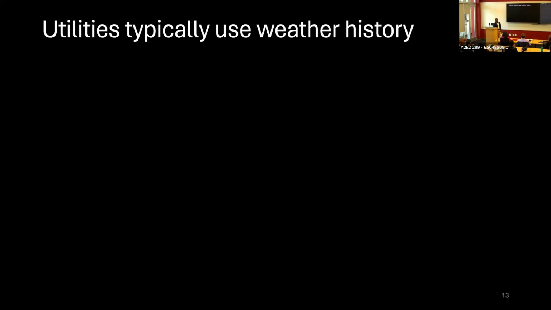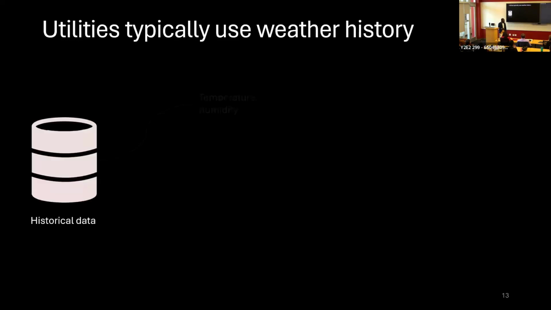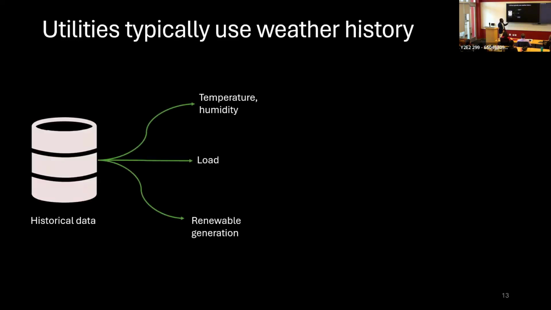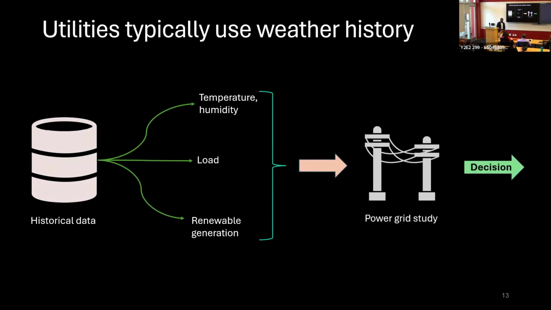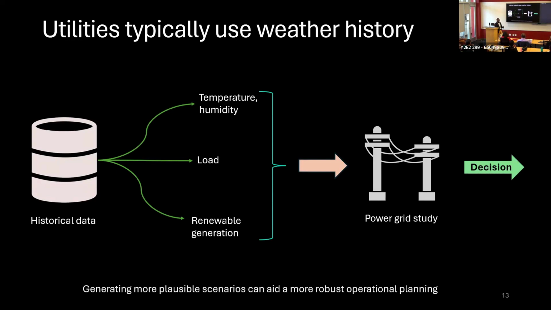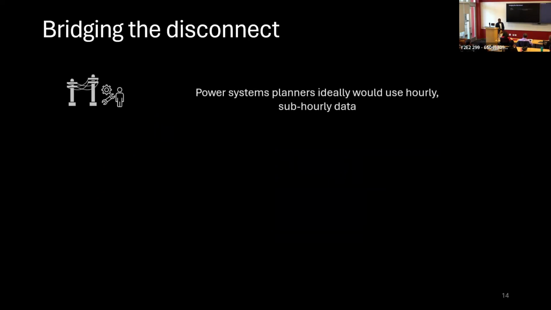Now, how do utilities use weather data today? Typically, they take historical data, then they have temperature, humidity, load, forecast, renewable generation, and they put that into a power grid study, and then they make decisions for the next couple of years, sometimes 5 years, sometimes a decade. However, we believe that if we have more data points, which means if we have more possible scenarios of weather, then we can have much more robust decision making, which is the fundamental thing that drove us to do this piece of work.